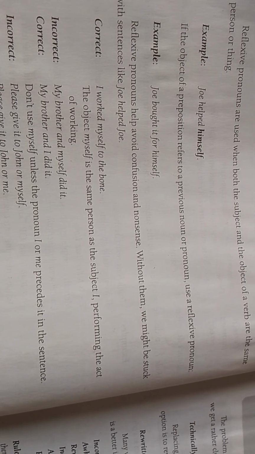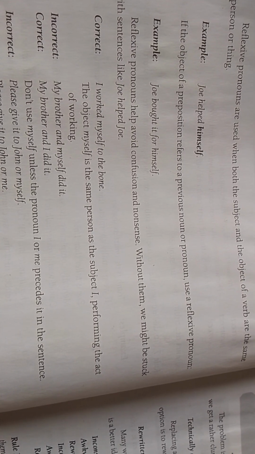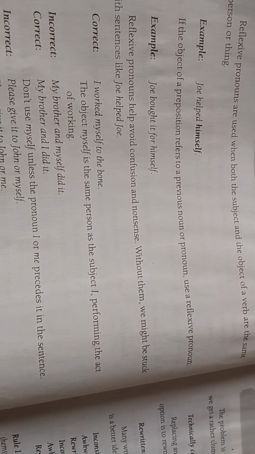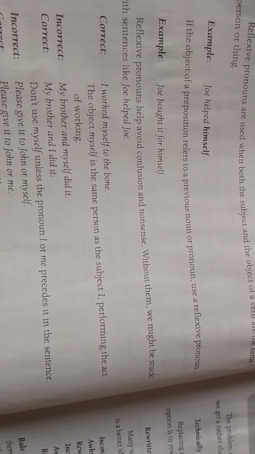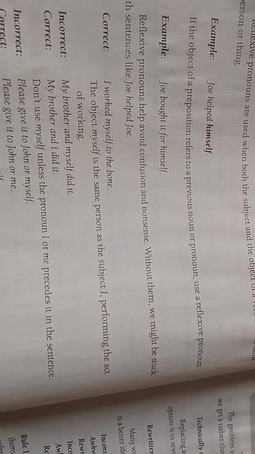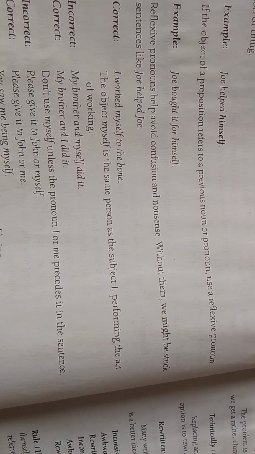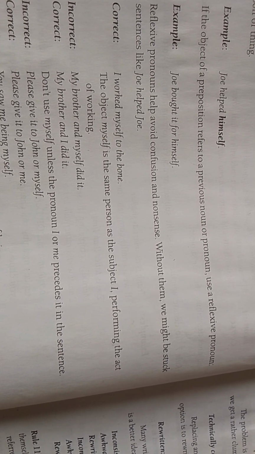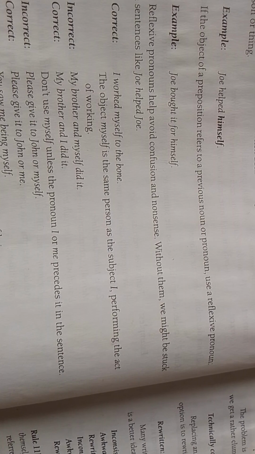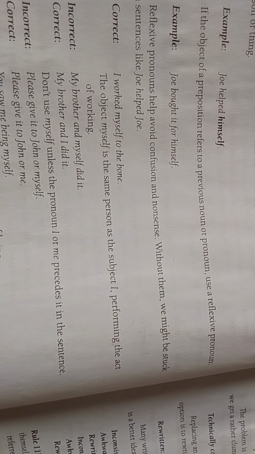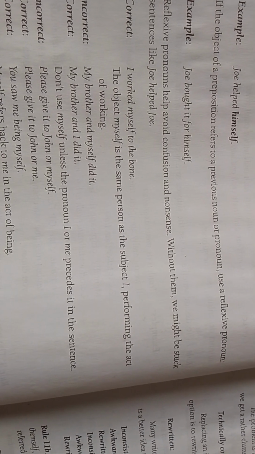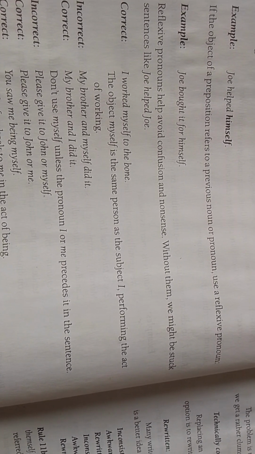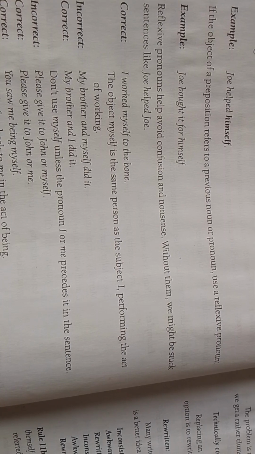"I worked myself to the bone." The object "myself" is the same person as the subject "I" performing the act of working. "My brother and myself did it." Better: "My brother and I did it." Don't use "myself" unless the pronoun "I" or "me" precedes it in the sentence. "Please give it to John or me, not myself," because the pronoun "I" or "me" must precede it in the sentence.